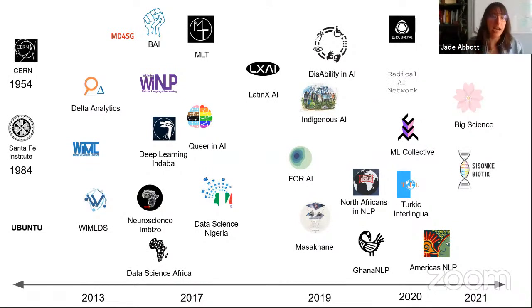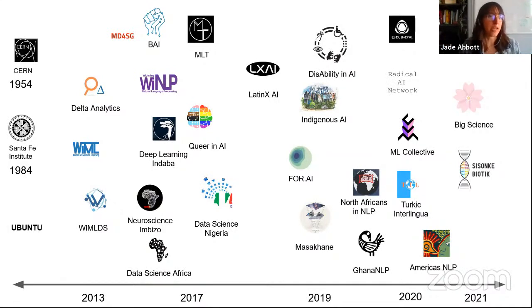So this is Black in AI, WIML-DS, Queer in AI, Latinx, as well as the more research focused, grassroots movements. And I think what's quite fun about this picture is that these types of research groups started a very long time ago. So one of the ones that I know Big Science talks about a lot is CERN, where they had this giant global collaboration essentially on solving these problems.